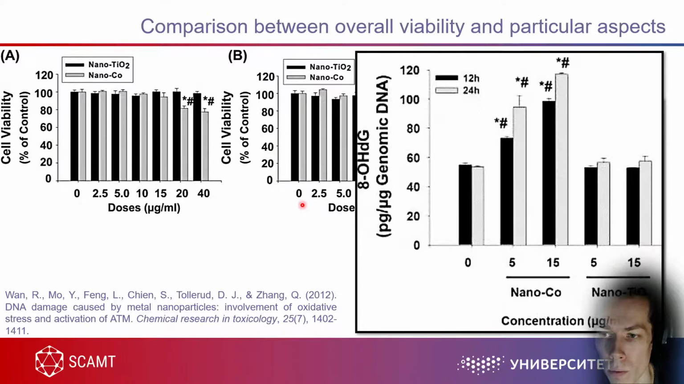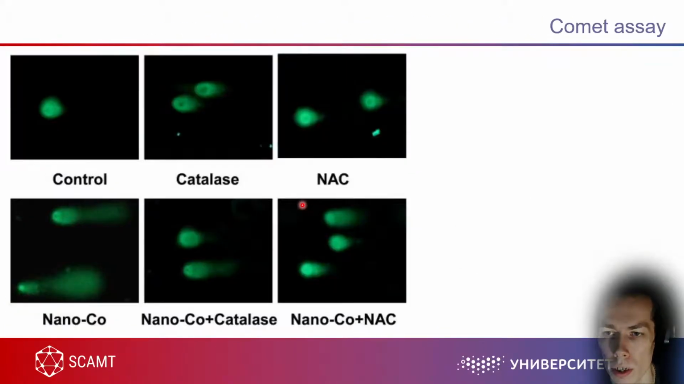But what else was done in this paper? Because there is one additional, very frequently used test to assess damage to DNA called the comet assay test. Why is it called comet assay? Because the result of this test looks like a comet.